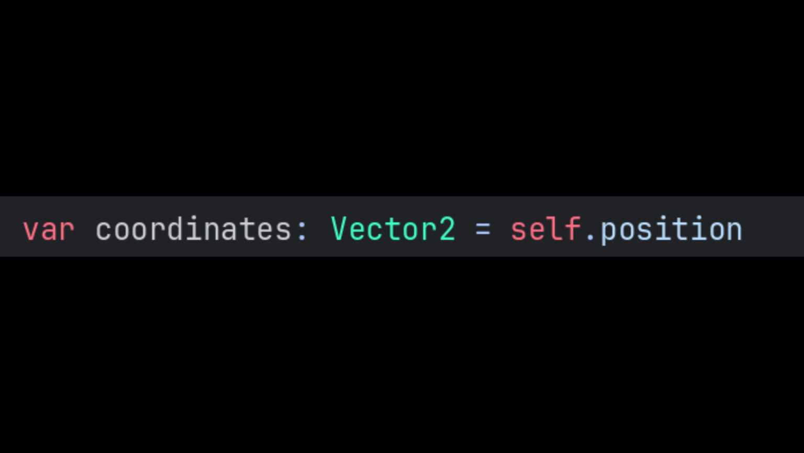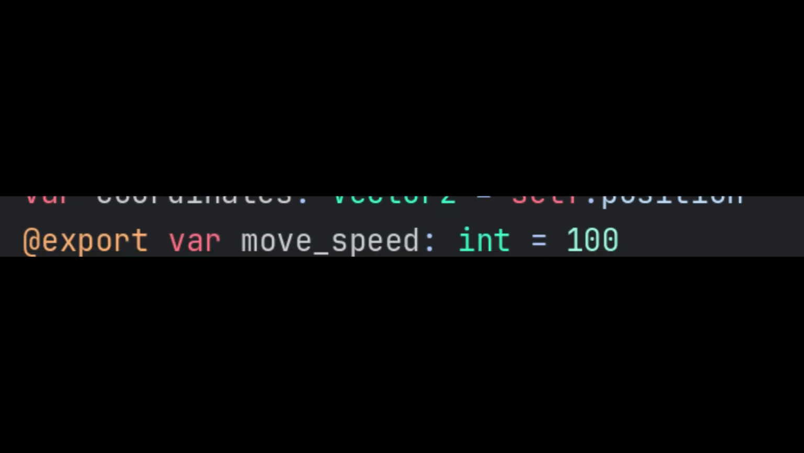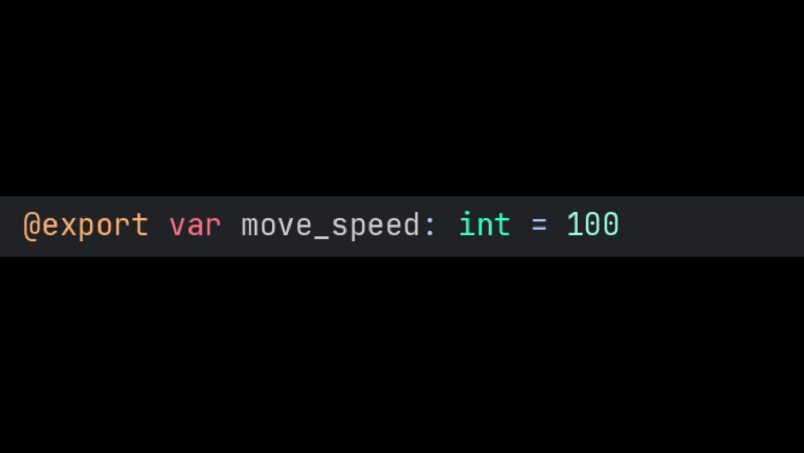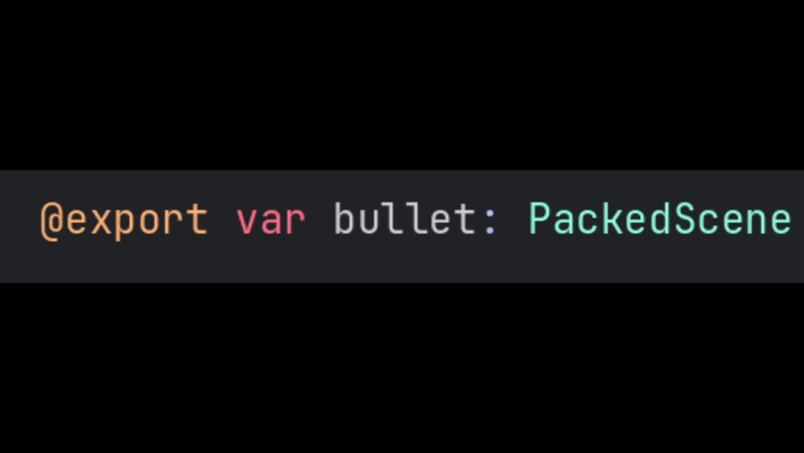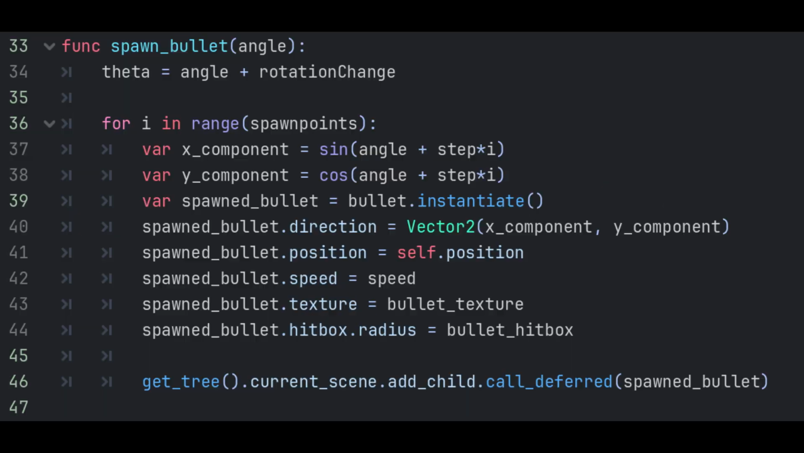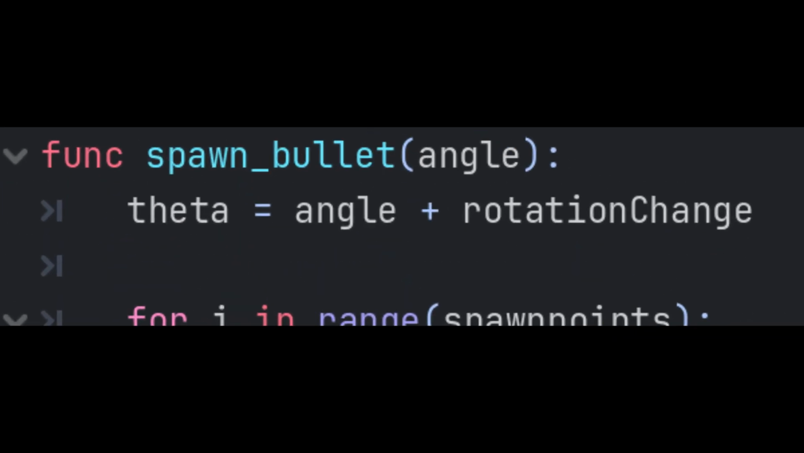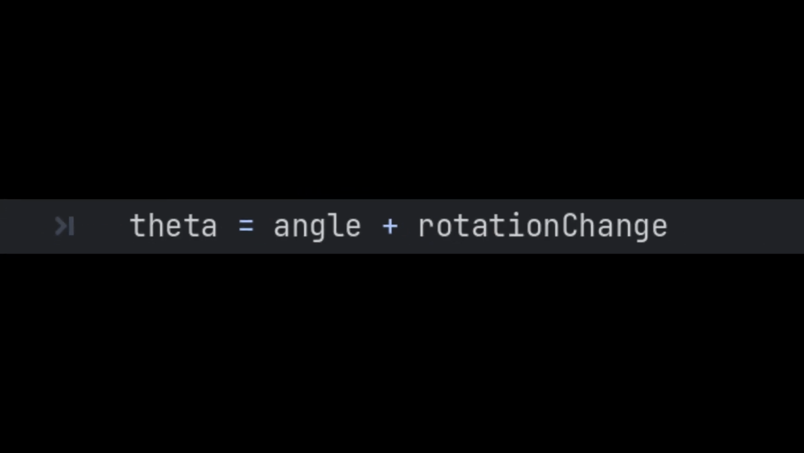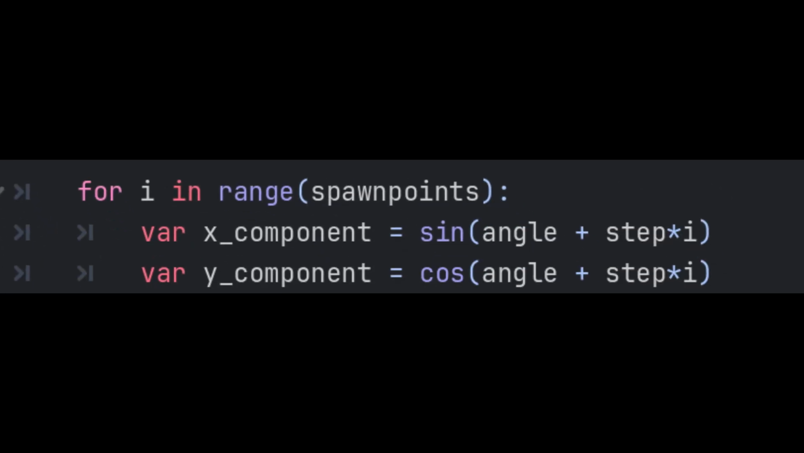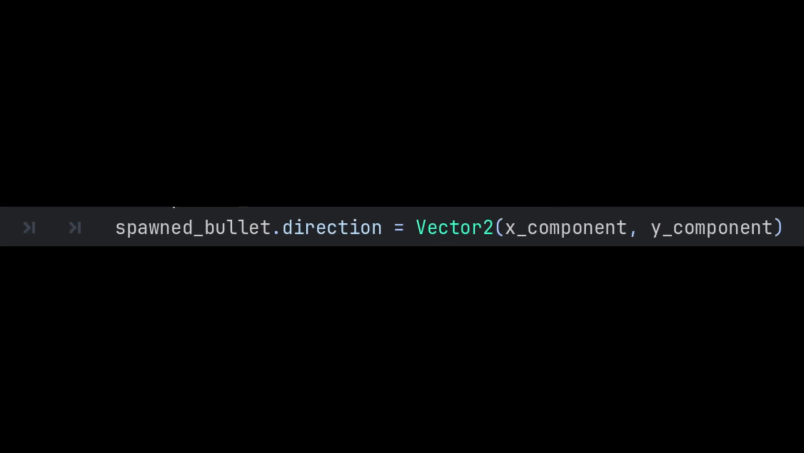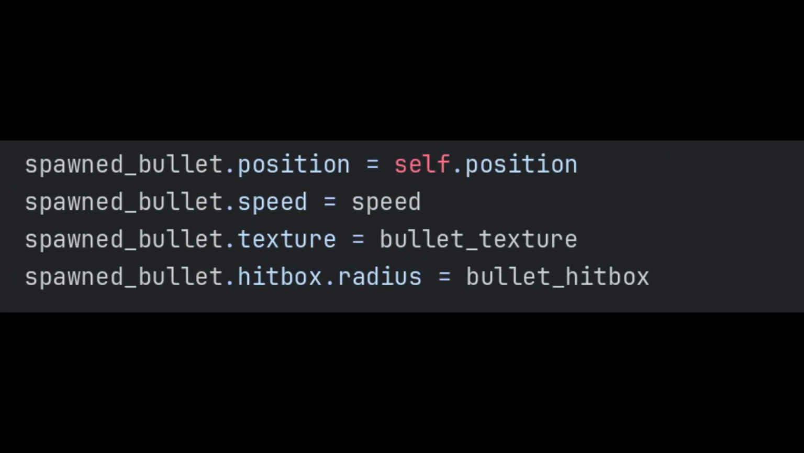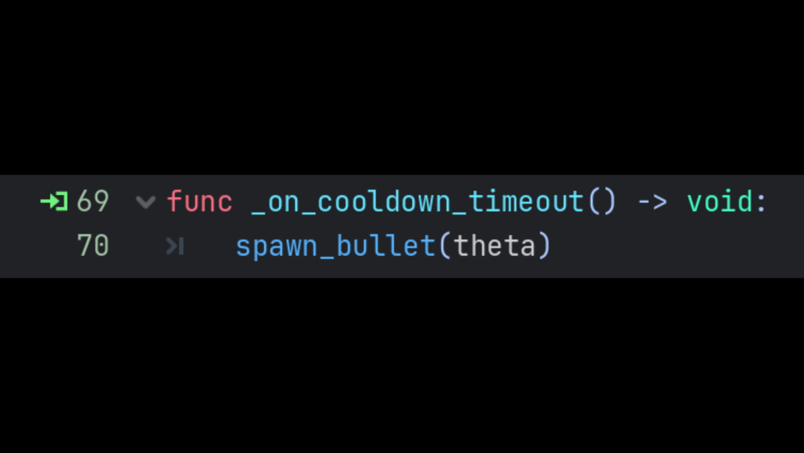This coordinates variable stores where on the screen the enemy is moving to, and the move speed is how fast the enemy is moving. Also at the top I've got a variable to store the bullet scene to easily make instances of it. Alright, spawn bullet function. Angle is the current value of theta. Theta gets incremented by the change in rotation. Calculate the horizontal and vertical components like we did in Paint, with the angles adjusted depending on the spawn point angles, make an instance of the bullet, set the initial position, direction, speed, texture, hitbox radius, and then it gets added to the scene. There's a cooldown timer that defines how long to wait between each shot, and when the cooldown timer times out, another bullet is shot.